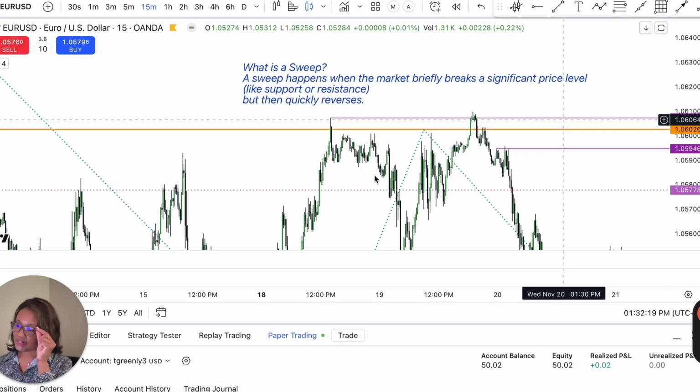Okay, so here we have an example of the sweep on a 15-minute time frame. And so what is a sweep? A sweep happens when the market briefly breaks a significant price level, like support or resistance, and we can see that we have our orange support and resistance line here, and then it quickly reverses.